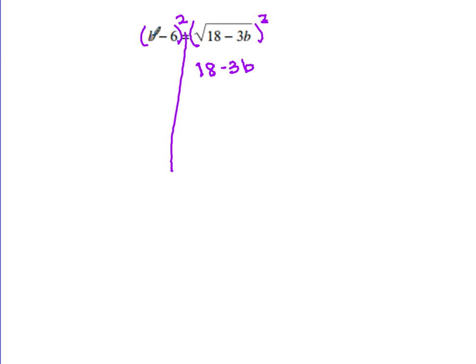But when I square this side, I have b minus 6 squared, which is the same thing as this times itself. It's the same thing as b minus 6 times itself.